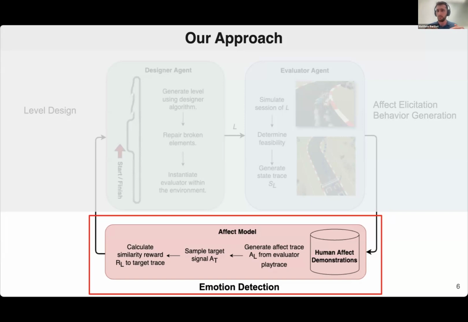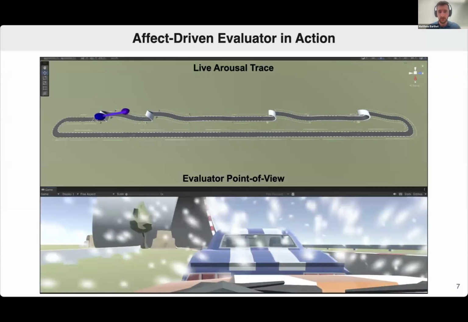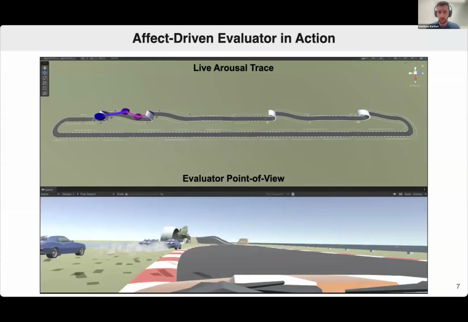The target trace can be to maximize the intensity of the player, or minimize the intensity, or have a fluctuating pattern, whatever the scenario that's intended. Once we have the generated affect trace, we can calculate a reward and pass that back on to the level designer. But before I quickly close that up, I just have an example of the evaluator in action.